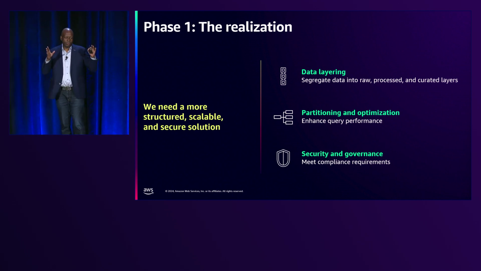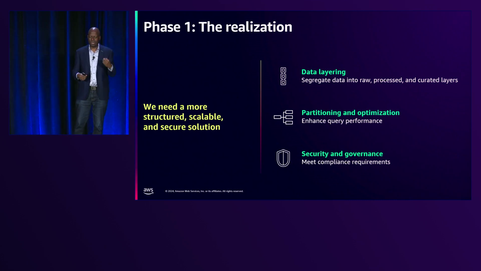So, how do we approach this? Well, I'm going to break this down into 3 different ways. We're going to think about data layering. We're going to think about how to process your data, or how to bring your data into your data lake. We're going to talk about the raw data, the processed data, the curated layers, and what that actually means.